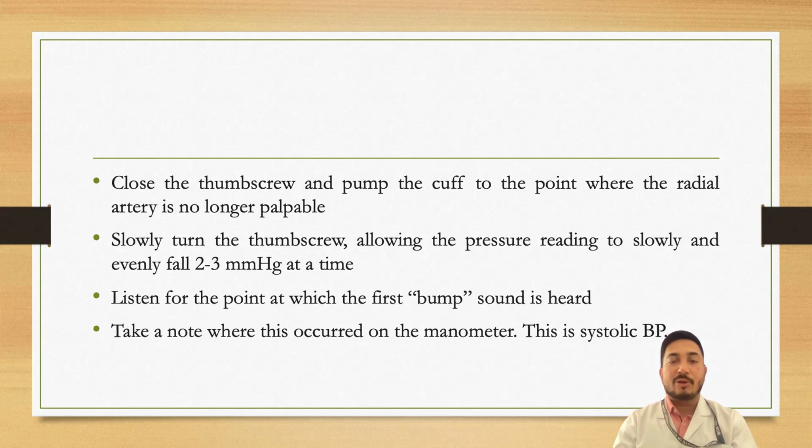Okay. Listen for the point at which the first bump sound is heard. So when you start deflating, start releasing the air by using the thumb screw, okay, the first point or your systolic blood pressure will be where you first hear the bump sound. Okay, take a note where this occurred on the manometer. This is your systolic blood pressure.